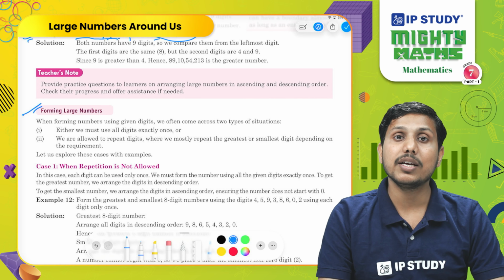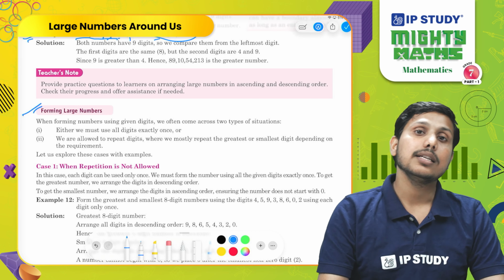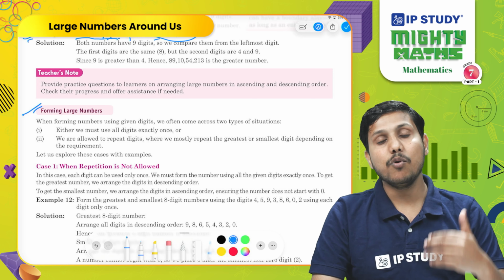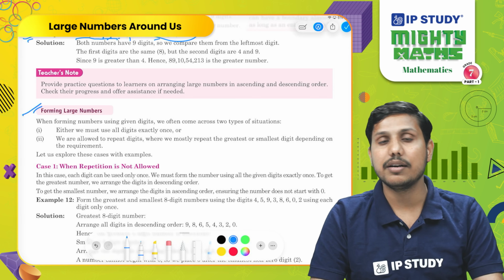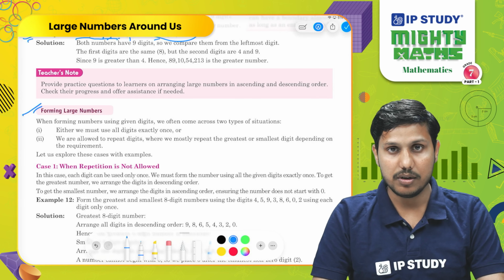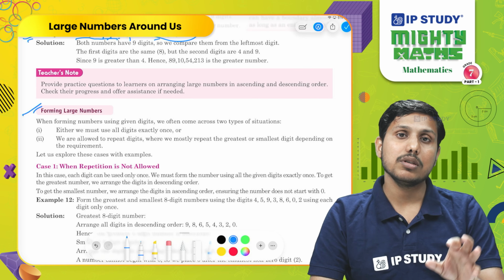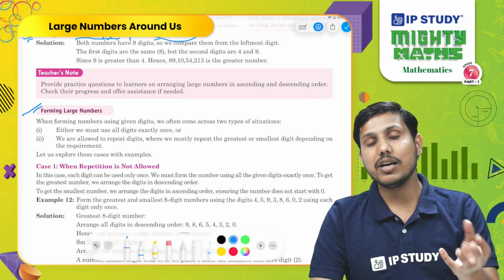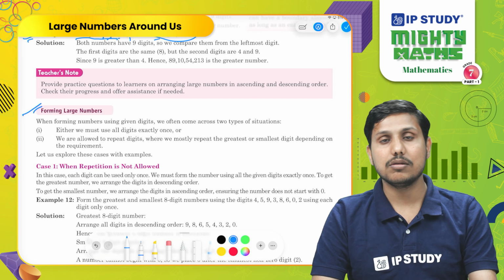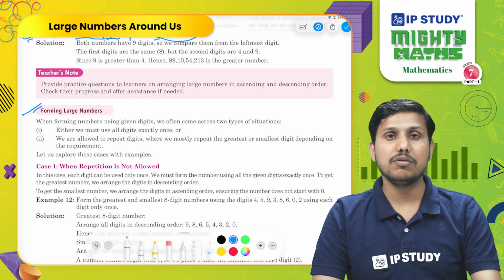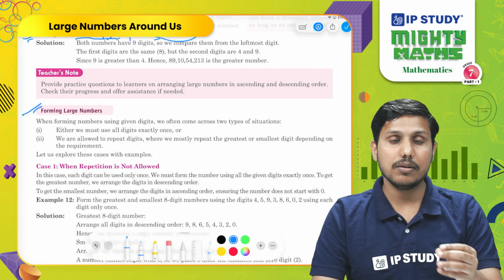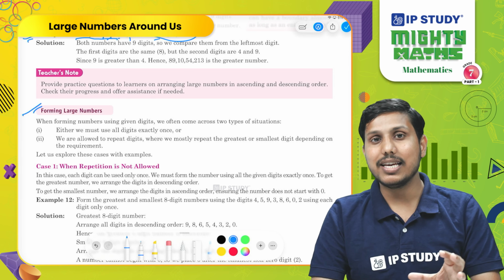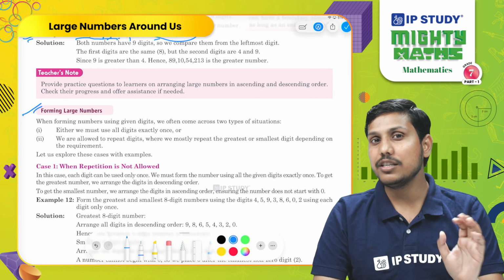Now, if we want to form the greater number, we have to repeat the greater digit in the leftmost part. And if we want the smallest number using the digits, we have to repeat the smaller digit. But there is one case: let's suppose 0 is also one of the digits. In the smallest number, we can't use 0 at the first place because it will not be a valid number. So first we use the second smallest digit, and after that we can repeat 0. But in both cases, each digit should be used at least once.